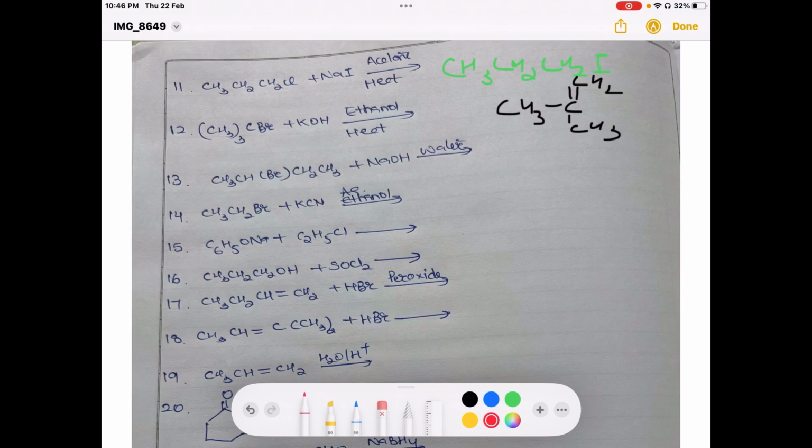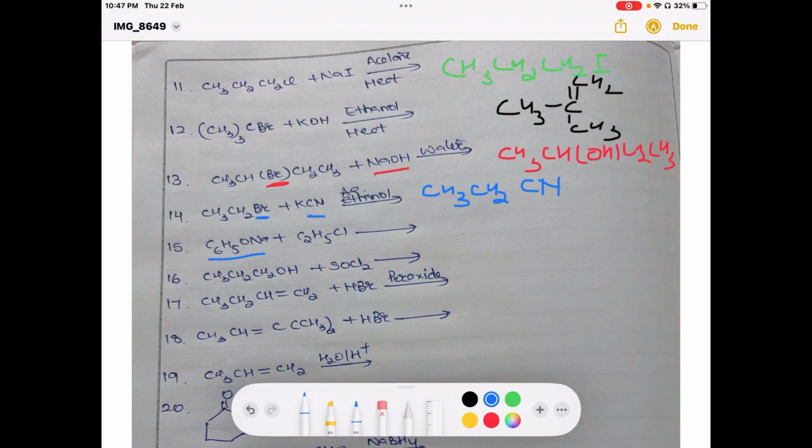Next, CH3CHBrCH2CH3, nucleophilic substitution. This Br is replaced by OH here. CH3CHOHCH2CH3. Next, again a nucleophilic substitution reaction. Br is replaced by CN here, CH3CH2CN.